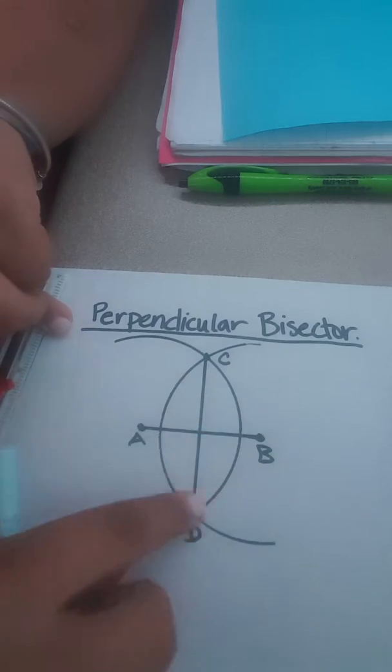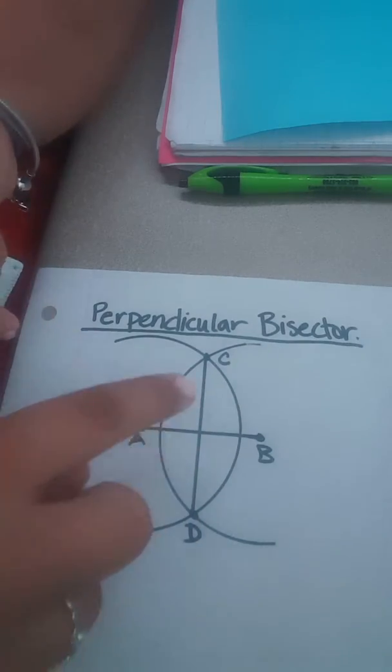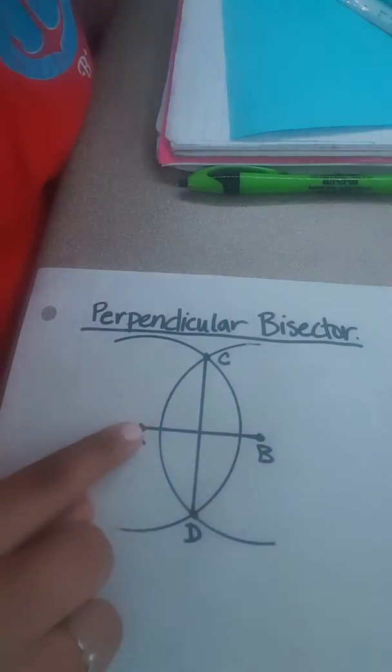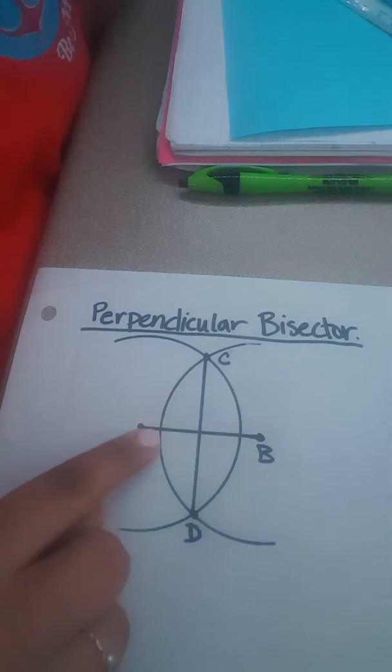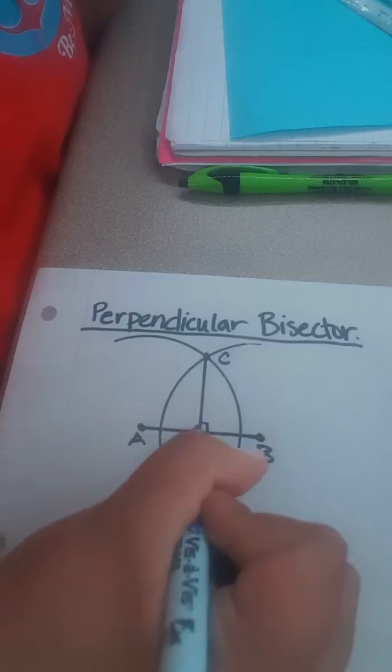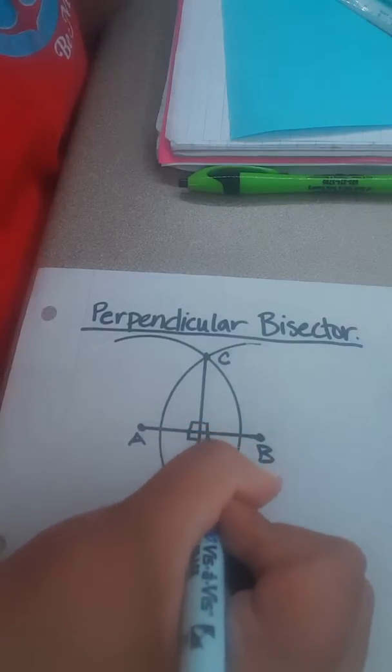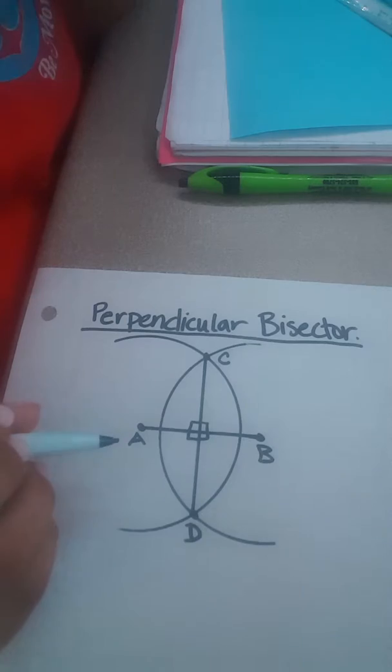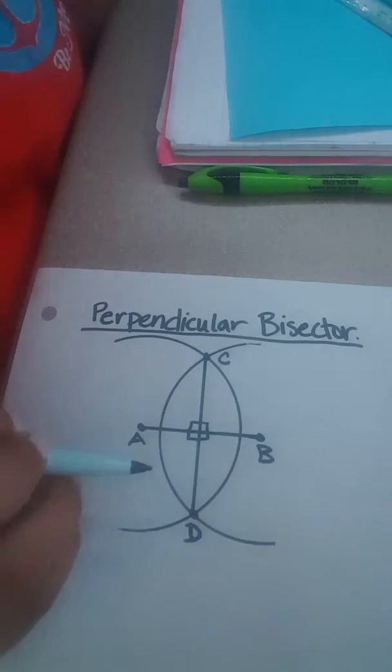And so you can easily see here that this is definitely perpendicular, and if we got our little protractor out and measured it, it would definitely be 90-degree angles. And so we're just going to label this like that, because these are all 90-degree angles. And so that's it for perpendicular bisector.